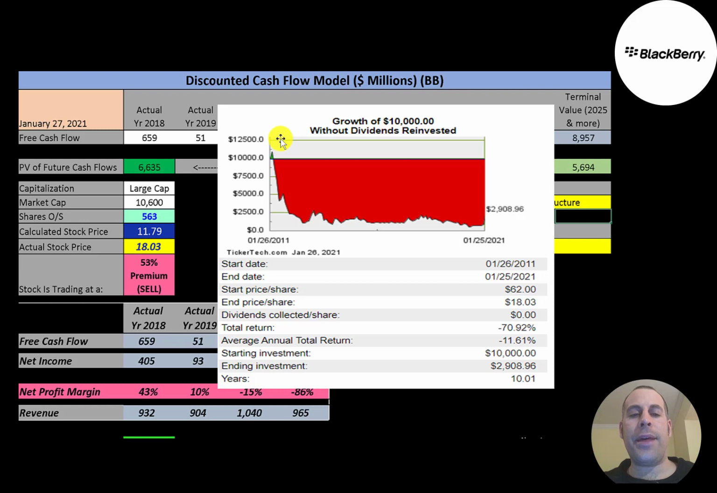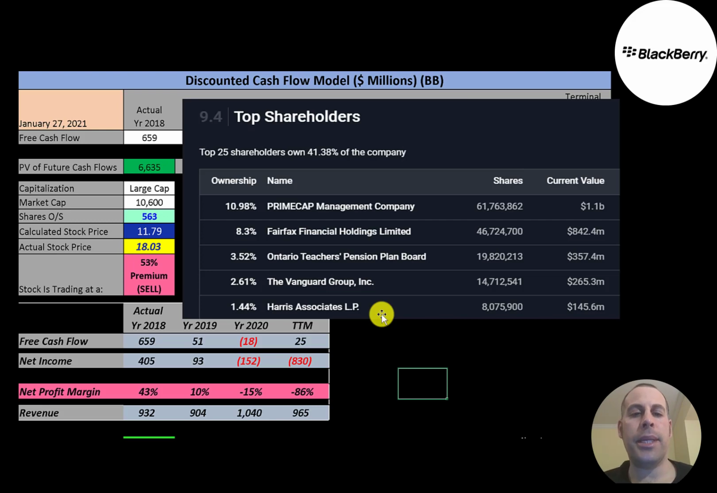If you invested $10,000 into this company 10 years ago, you'd have $2,900 today. Prime Cap owns 11% of the stock. Fairfax Financial owns 8.3%. Ontario Teachers Pension owns 3.5%, then Vanguard, then Harris Associates.